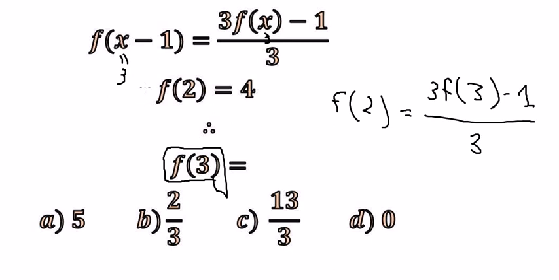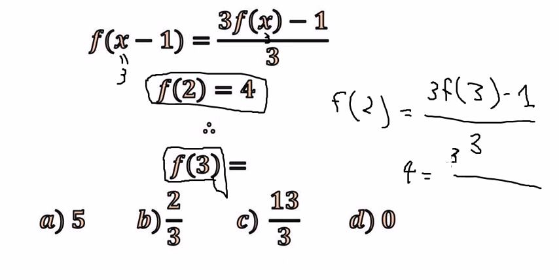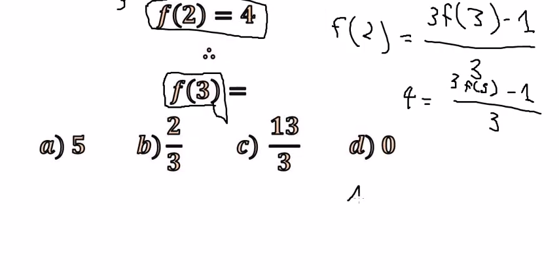So we know that f of 2 equals 4. So we change this into 4. 4 and 3, they multiply together. You get 12 equal to 3 f of 3 minus 1.